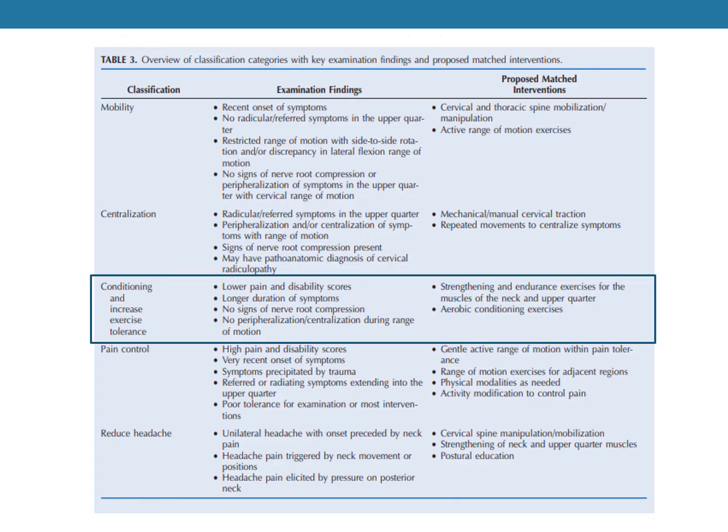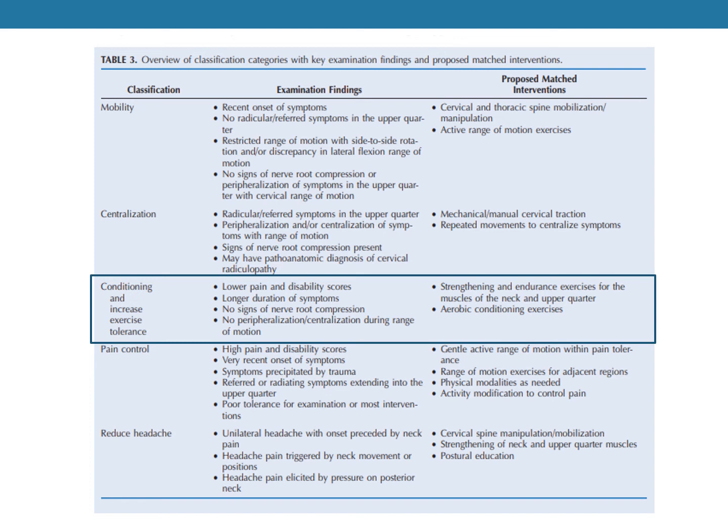And so where do these patients with degenerative joint disease and degenerative disc disease fit? Well, with regard to our classification scheme, they fit in likely that conditioning and exercise tolerance group. These are folks that if they have chronic symptoms that are longer in duration, their pain scores are going to be a little bit lower. Their neck disability scores are going to be a little bit lower.